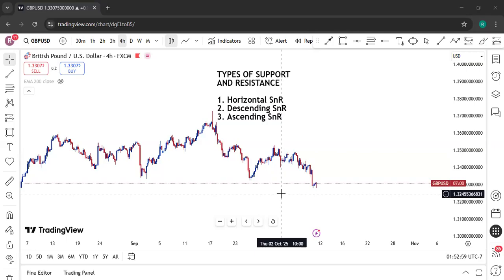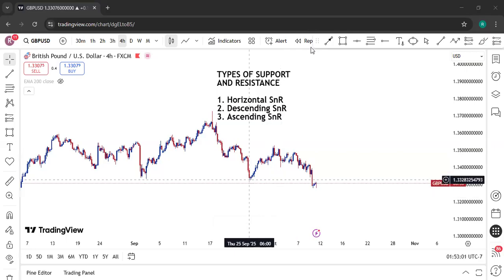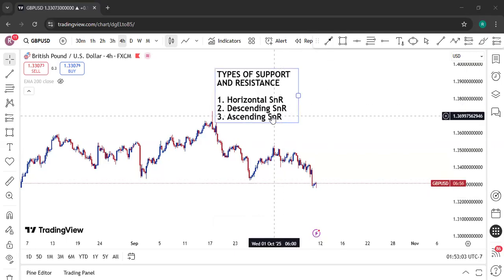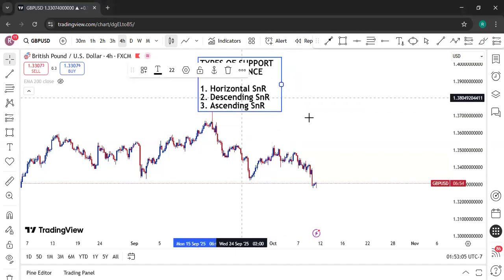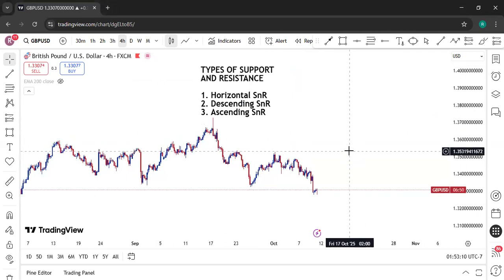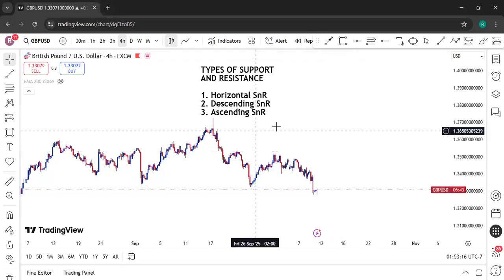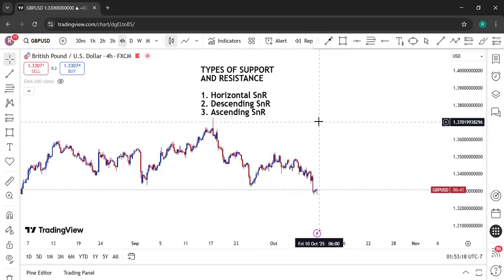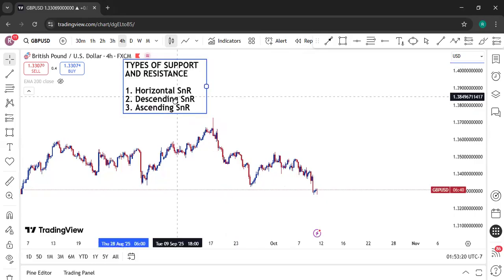All right, so today we're going to be looking at the different types of support and resistance in the market. If you're new to trading or if it's your first time here, you may want to check previous videos on support and resistance that I have made on this platform. This is a continuation, and today we're looking at the types of support and resistance. So very quickly, I'm going right into the video.